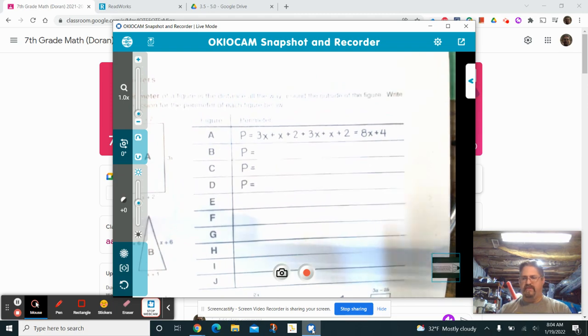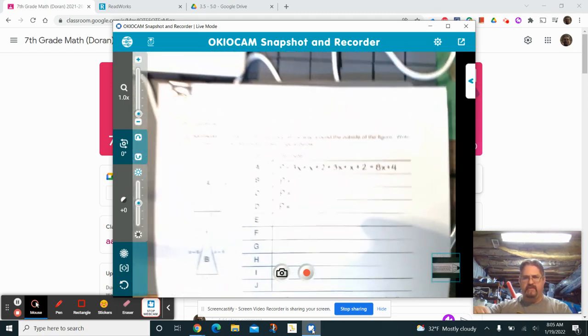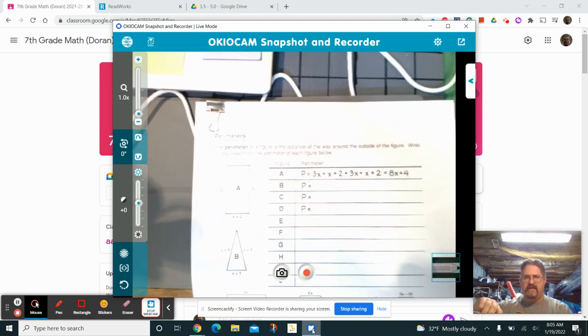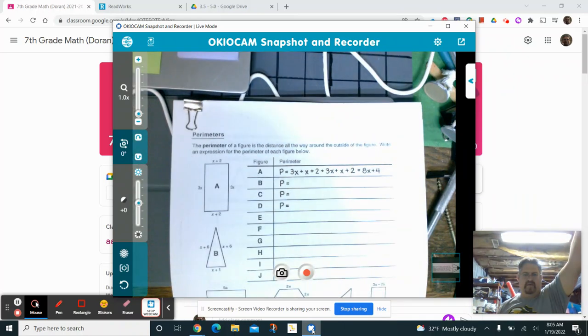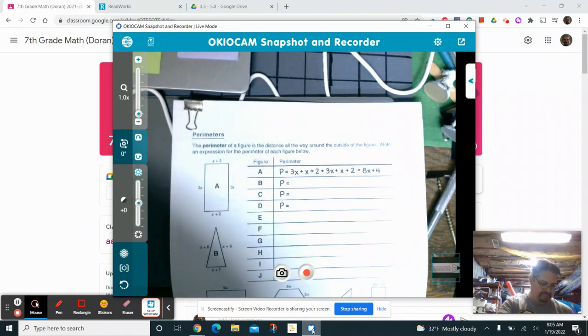Might be a little too bright for this. I can adjust that. I might need to turn this light off. Okay, you can still see that fine, right? All right, excellent. Oh, I need to find my markers too. Yeah, be prepared, Doran. Okay.